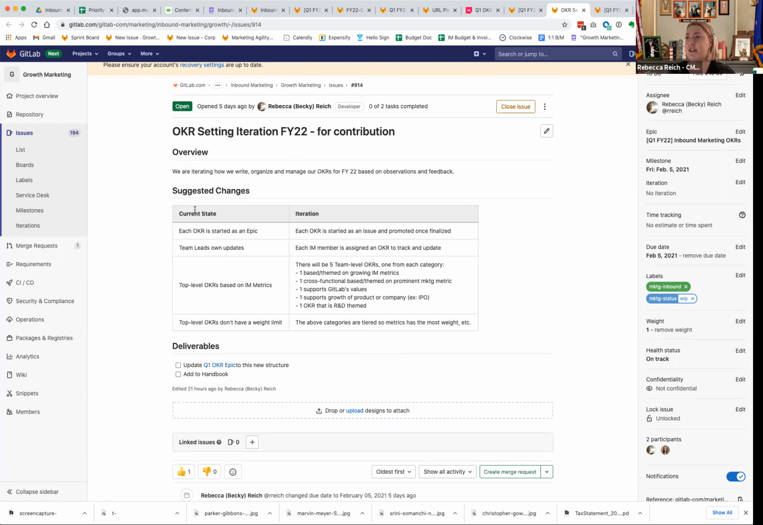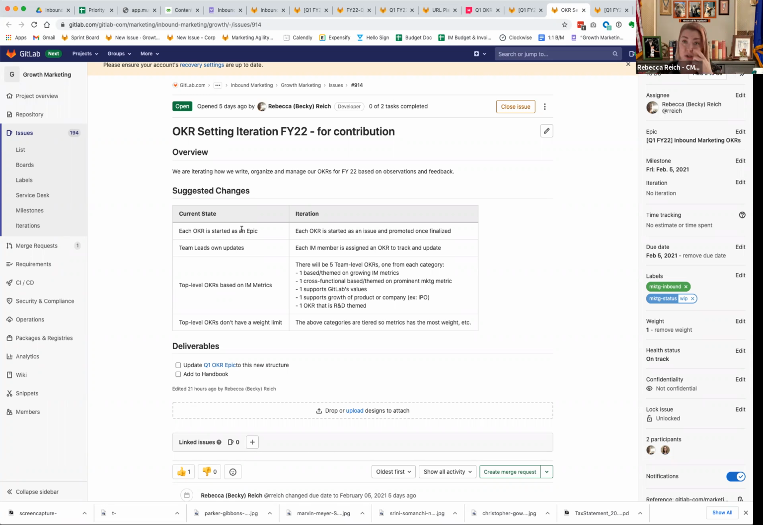So the current state, which was each OKR started on its own Epic, this becomes very messy because as you have top level OKRs and then individual team OKRs and then individual team member OKRs, we end up with a very messy nesting structure. And a lot of the times projects are cross-functional. So for here, we want to have each OKR started as an issue, and then it'll be promoted once it's finalized.